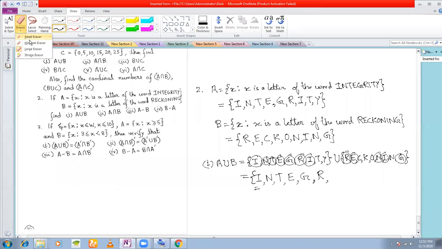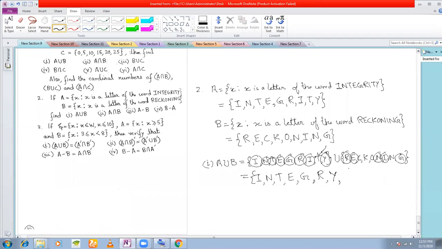I is here, but I we have already written, so you don't have to write the I again. What about T? This T here, we have written T here, so we don't need to write again. What about Y? Y we have not written. Is Y here? It is not here, but still we'll write it. Why? Because it belongs to A.